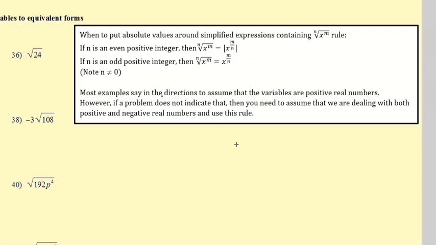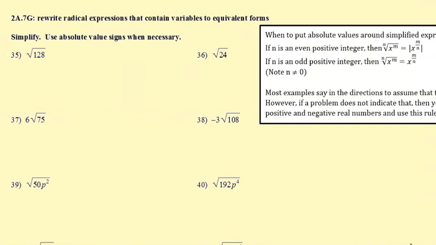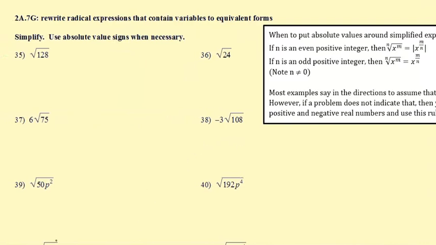Most examples say in the directions to assume the variables are positive real numbers. However, if a problem does not indicate that, then you need to assume that we are dealing with both positive and negative real numbers and use this rule. So let's look at some of these.